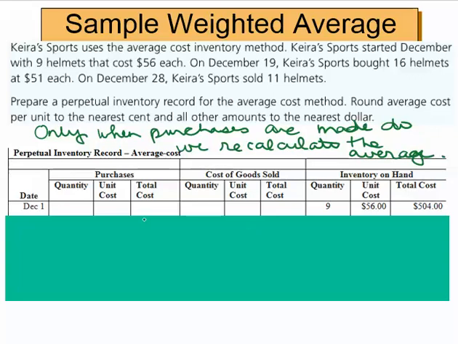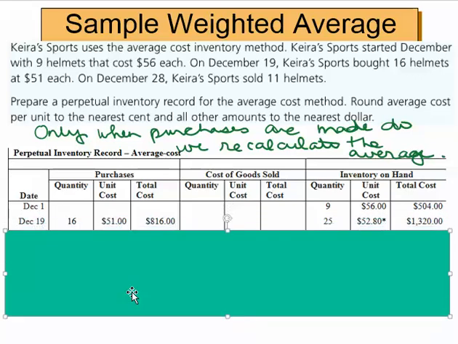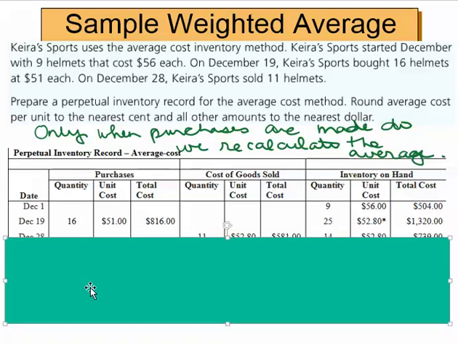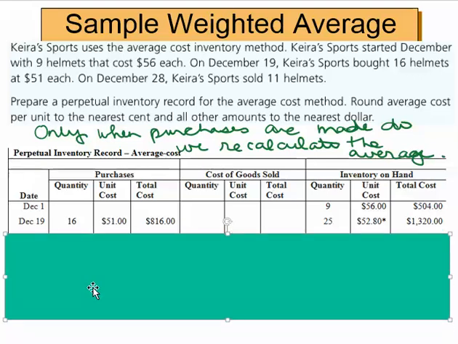So now we still have our beginning balance. We're going to buy 16 more helmets. Okay, so now you can see what happened. We had 9 at 56, and we went ahead and we bought 16 more at 51. So that was 800. Let's calculate that average.